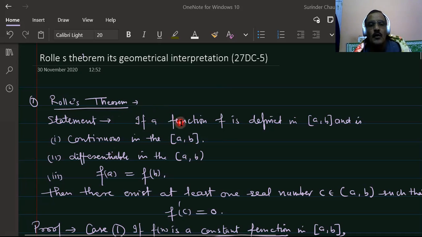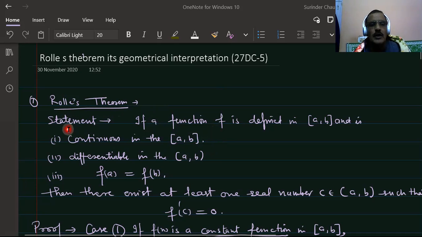So first of all, today we'll derive the proof of Rolle's theorem and its geometrical interpretation. Then in the next lecture, we'll discuss the application of Rolle's theorem on different kinds of functions: polynomial, rational, trigonometric, logarithmic, etc., the functions which you have studied in the first class.